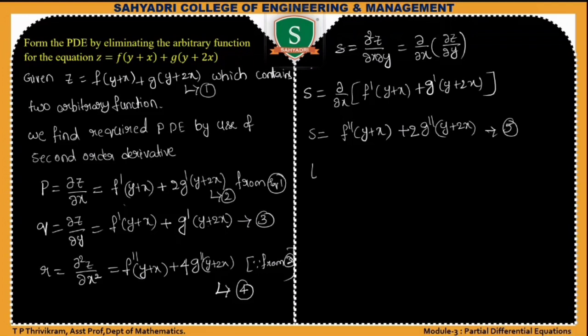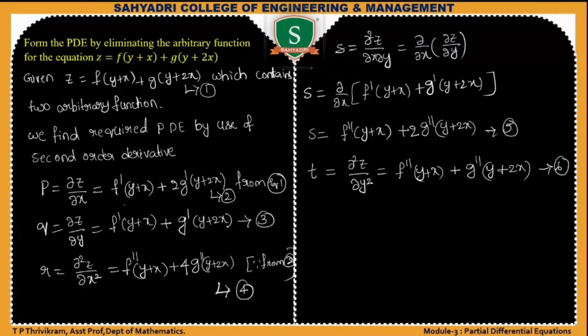Now t you will get. t is equal to what? ∂²z/∂y². So how much do you get? f double dash of y plus x plus g double dash of y plus 2x. Take this as equation 6. That means how did we get this? From equation 3. Even this also you got from equation 3.